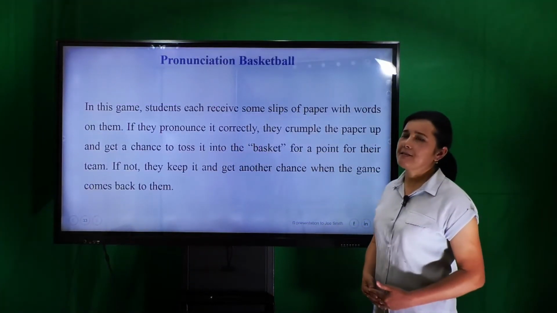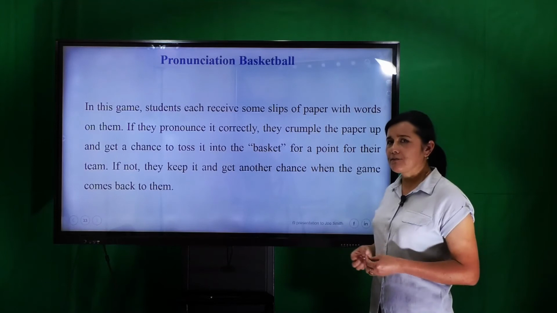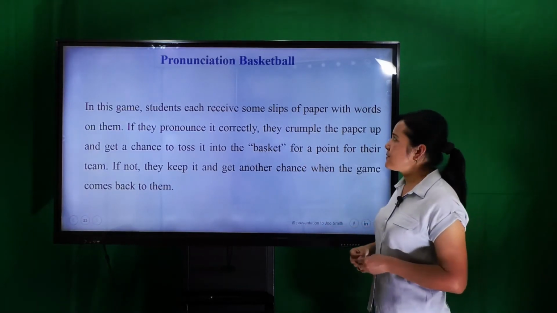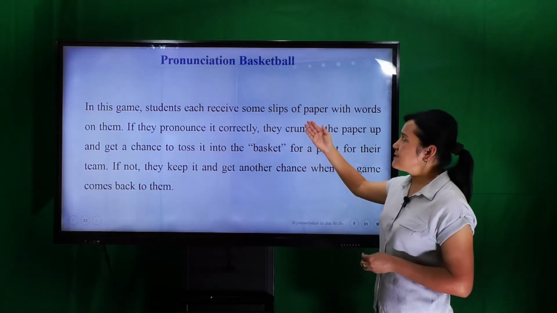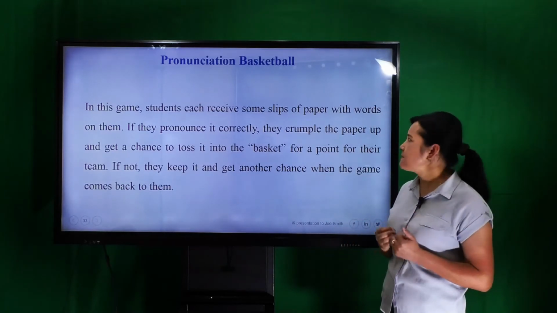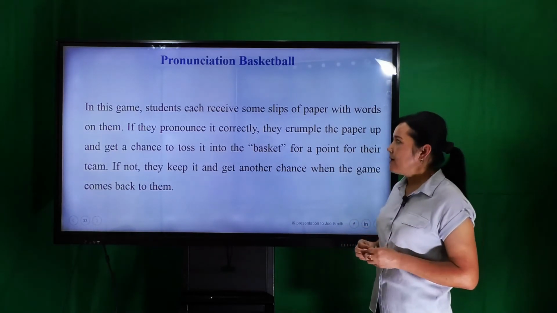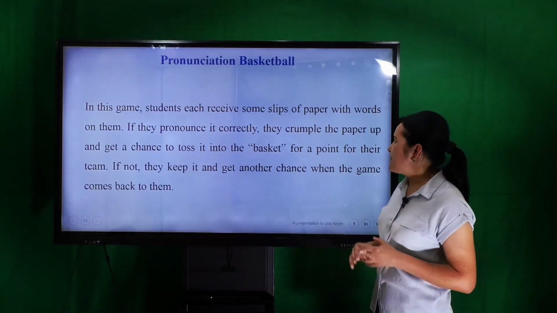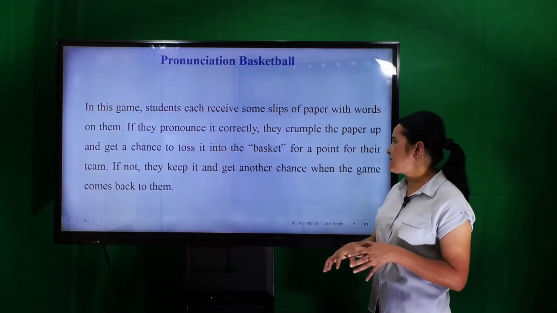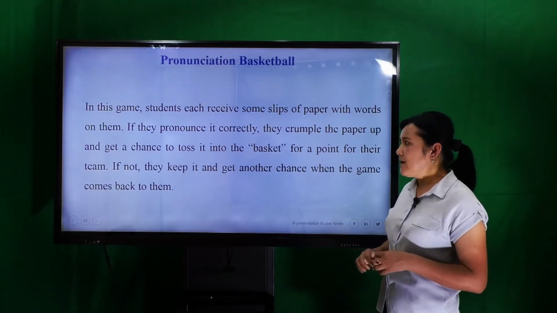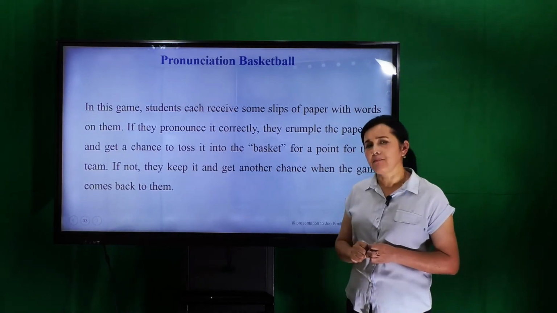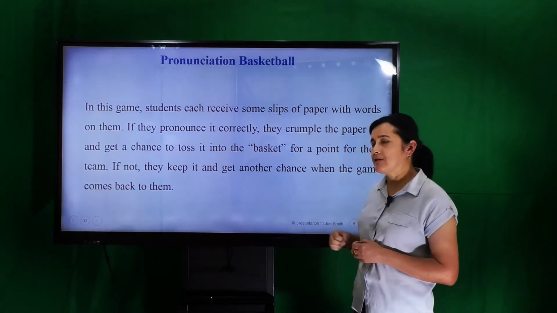How can we practice pronunciation with our students in a fun way? So here are some pronunciation activities. Pronunciation basketball. In this game, students each receive some slips of paper with words on them. If they pronounce it correctly, they crumple the paper up and get a chance to toss it into the basket for a point for their team. If not, they keep it and get another chance when the game comes back to them. I recommend you use this activity.